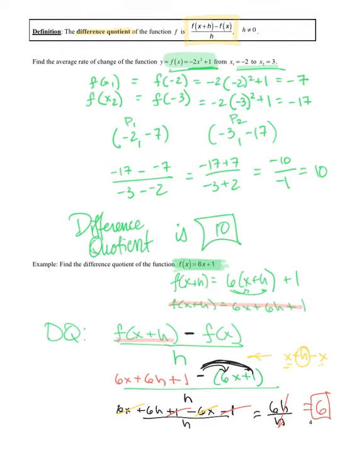Well, what kind of function was this? Linear. So it's a line. So what is the difference quotient? Just the slope of this line. So we just proved it.